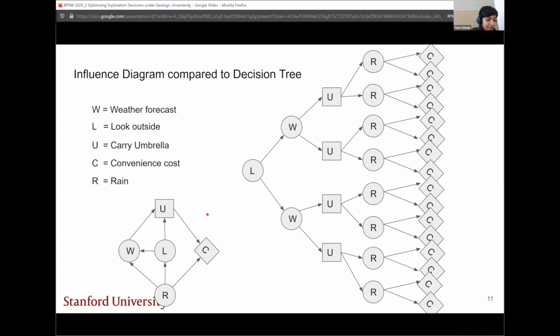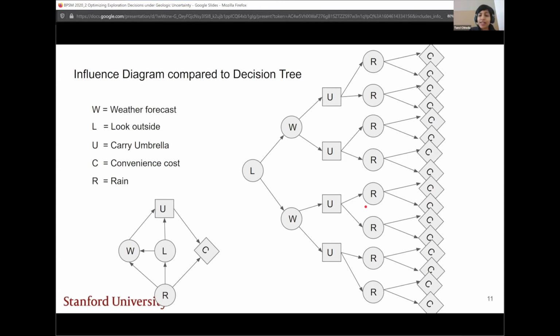So one, in this decision tree there is no apparent conditional dependence or independence relationship, which we can see easily in this influence diagram. A second is that decision trees grow exponentially with the number of nodes. And in this case, all of these nodes had only two options, so rain or no rain. But if they had three levels or multiple options, this tree would grow even more.